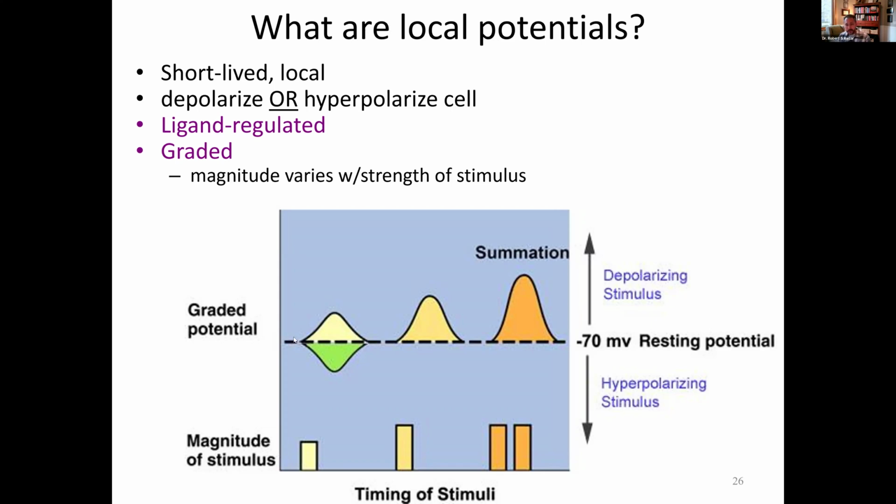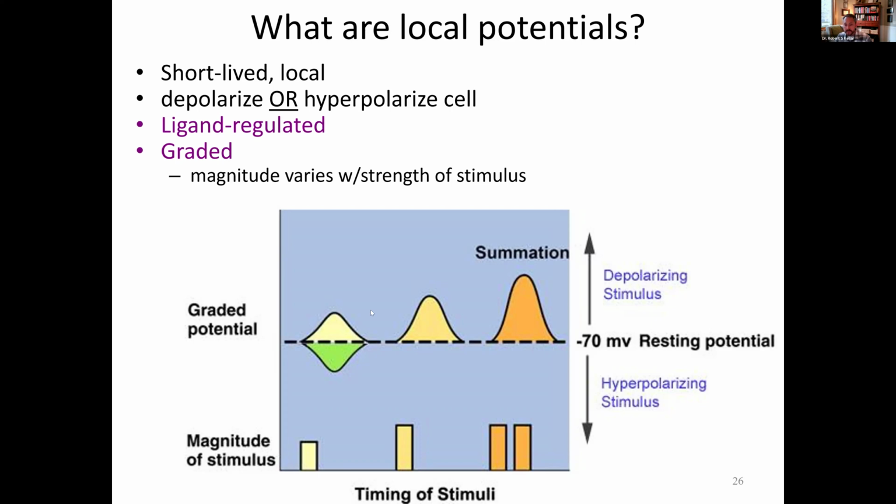So it can go in the opposite direction to make it less likely or make it inhibitory so the nerve won't fire. This graded potential is larger. We say graded because this is smaller. This is graded at a larger grade. The orange one is graded even bigger. This dotted line is the resting membrane potential of -70.